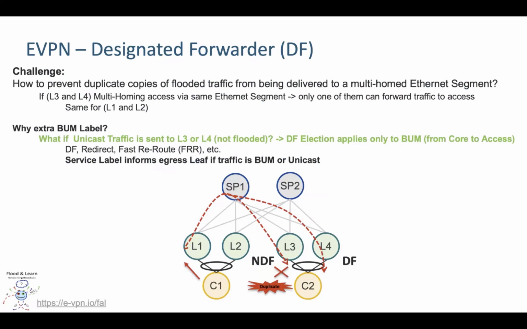The question is why I need to have the extra BUM label. The reason for this extra BUM label is that for the unicast traffic, for example, you don't want to follow the DF. If the unicast, which is not flooded over the core, comes to L3 and L4, you want both of them to send it to the access. Another reason is that you need to know if it's unicast, because if you know that it's unicast, you can do the fast reroute, you can do the redirect, you can do a lot of stuff. With the BUM traffic, you must be very careful. You cannot send the BUM back to the core. Otherwise, you can create a loop.